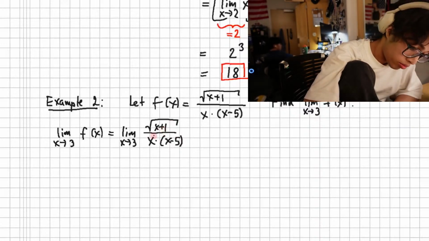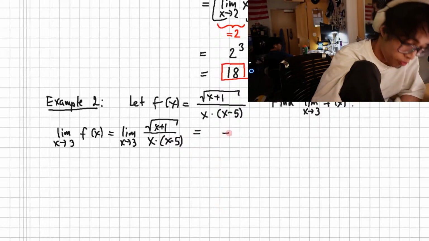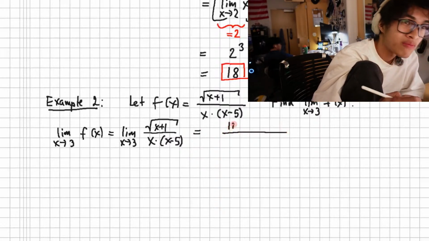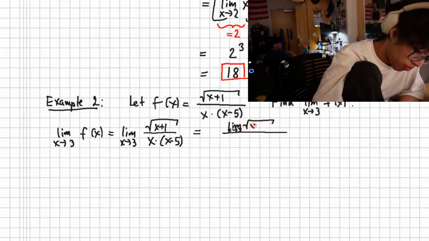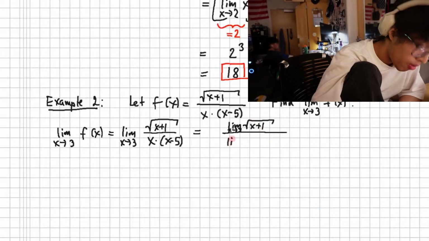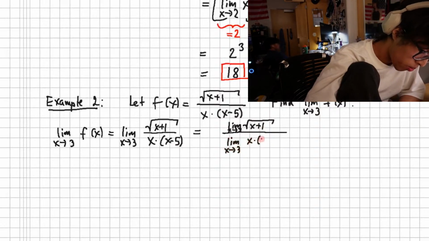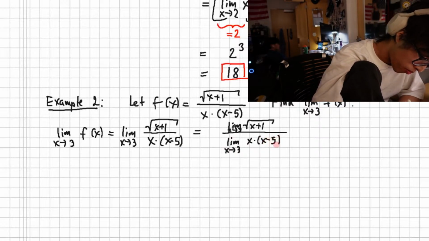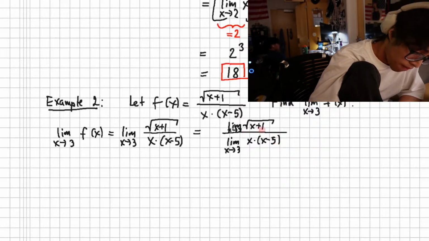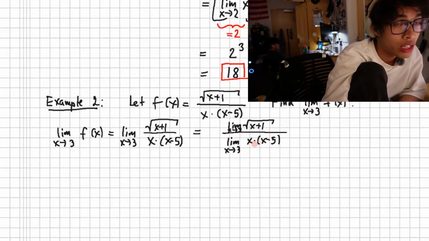So first and foremost, it's a quotient. So we apply the quotient law. So we write this as a quotient of limits. In the numerator, the limit as x approaches 3 of the expression radical x plus 1. And in the denominator, the limit as x approaches 3 of the product x times x minus 5. And you might be able to see how we're going to continue. This is a radical expression or a root expression, so we're going to apply the root law. This is a product, so we're going to apply the product law.